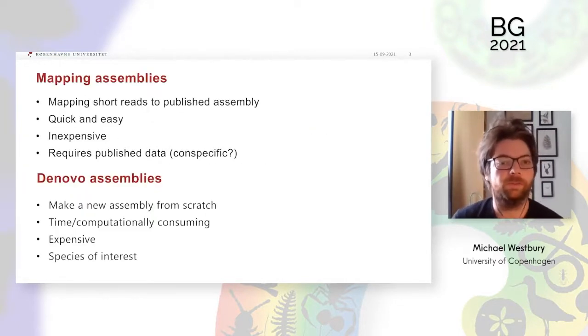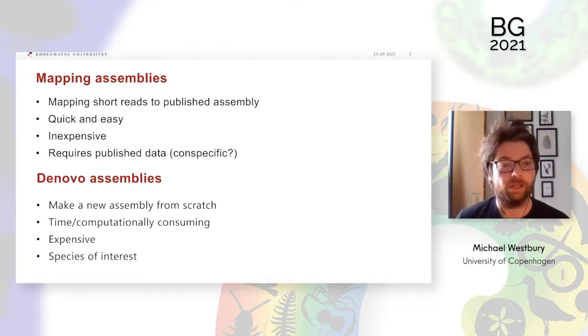So a brief introduction into the different types of assemblies, which I'm sure many are aware of. We have mapping assemblies, where you just map the short reads of your individual to an already published or already assembled genome. This method is relatively quick, easy and inexpensive compared to the alternatives. The downfall, though, is that it requires a published genome or a genome of a conspecific that you've already assembled. But the question is, do we really need the conspecific genome?